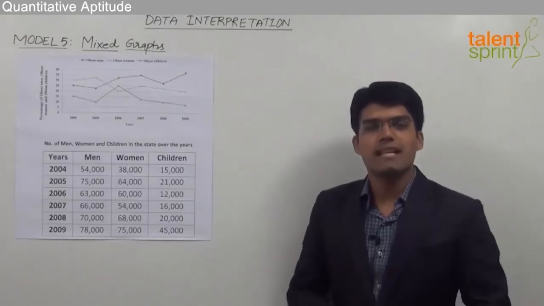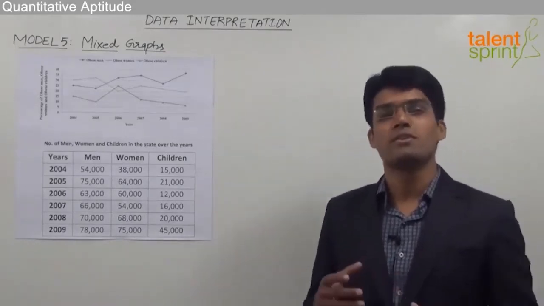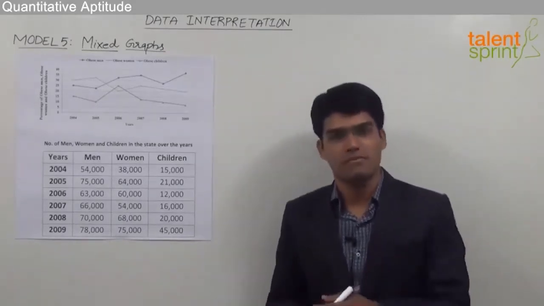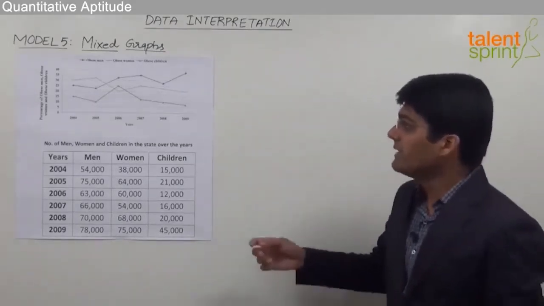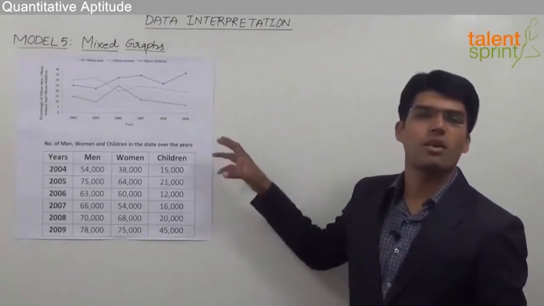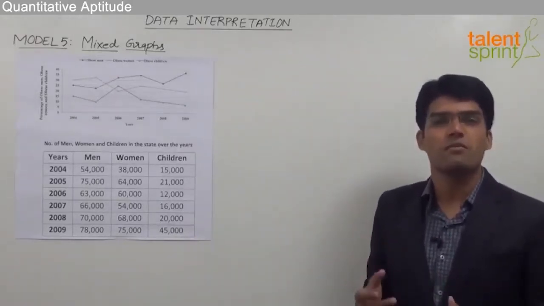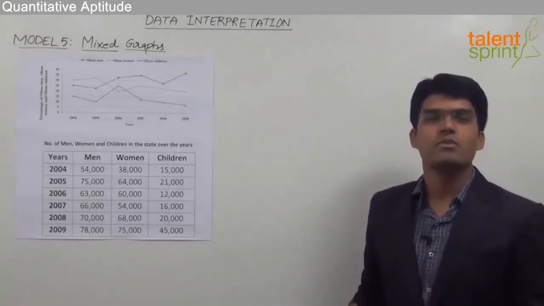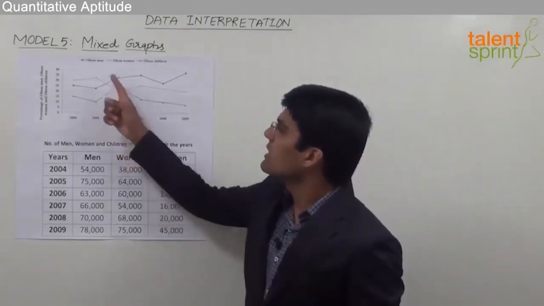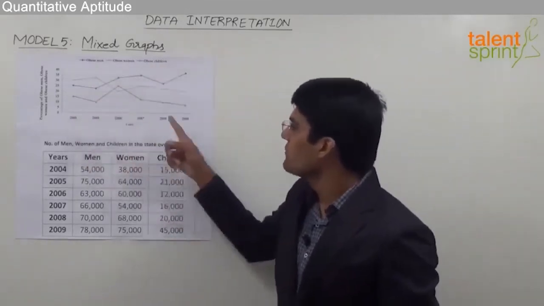Let us now take the last variety of data interpretation, that is mixed graphs. As I've mentioned earlier, a mixed graph is nothing but a combination of two or more different types of graphs. For example, here you can see we have a line graph combined with a tabular form. So this is what is called a mixed graph or a mixed variety, where two different types of data presentations have been used together. Now, as you can see here, the line graph talks about obese men, obese women and obese children from 2004 to 2009.